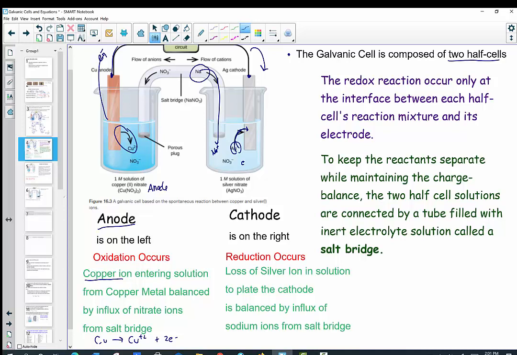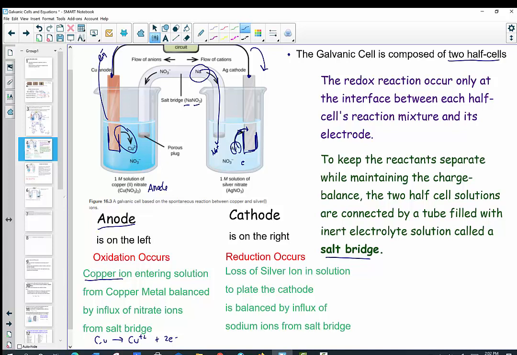So remember, the site of reaction, really where the redox is occurring, is at the interface of the solution to the metal anode or the metal cathode. So it's the interface between the half reactions where we actually have redox occurring. And to keep these reactants separate but maintaining the charge balance, the two half reactions have to be bound together by a tube or some sort of salt bridge that contains a positive ion and a negative ion to migrate and keep the charges balanced as the electron circuit is completed.